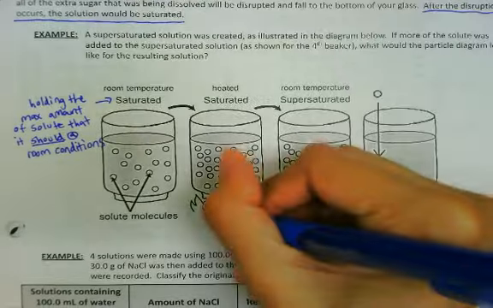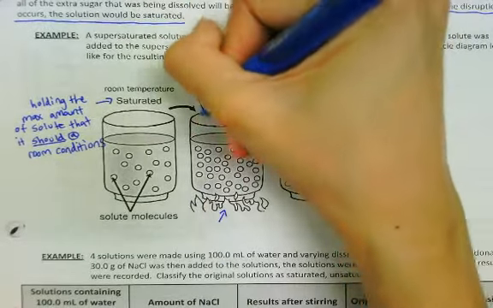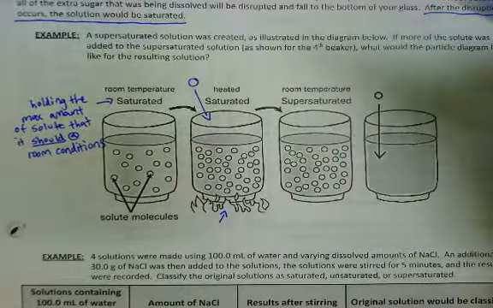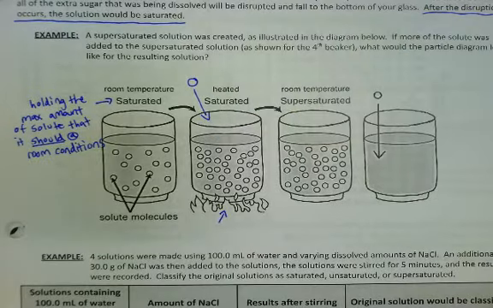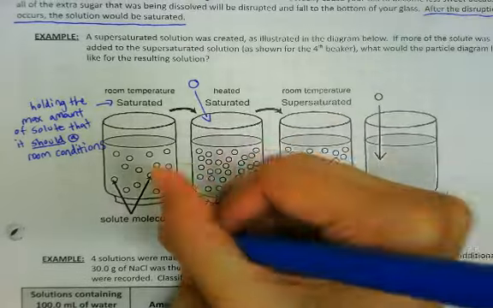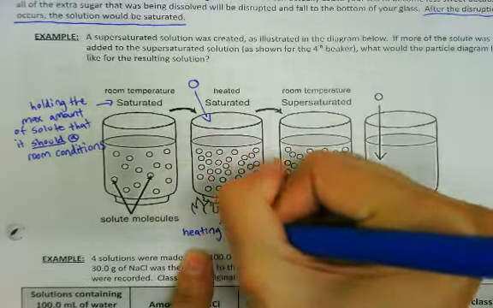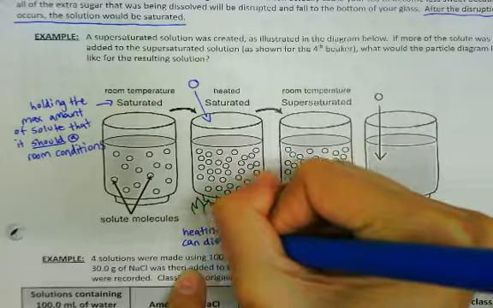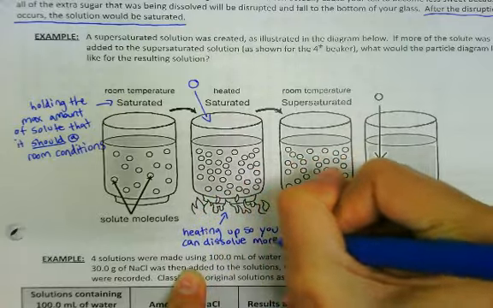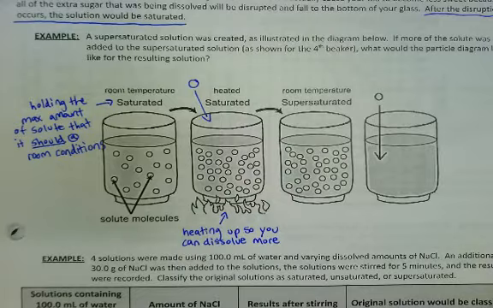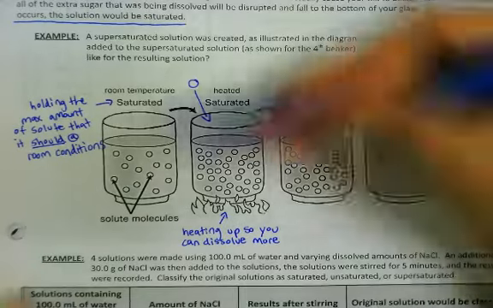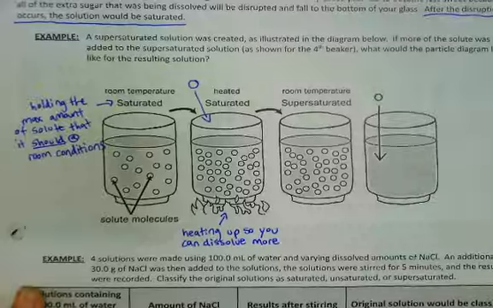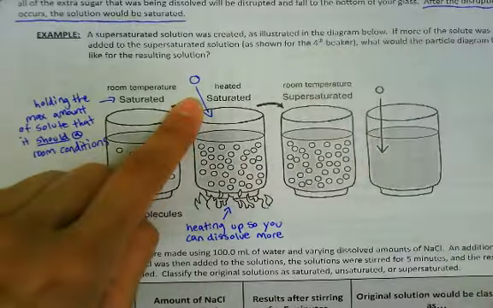You can make a supersaturated solution by adding in some more solute. So I'm going to draw my little circle here and draw an arrow to indicate I'm adding in more solute. And then I heat this up. I'm going to write heating up so you can dissolve more. You heat this up so you dissolve more, and then you add in some more solute, at this point it's saturated because we raised the temperature.